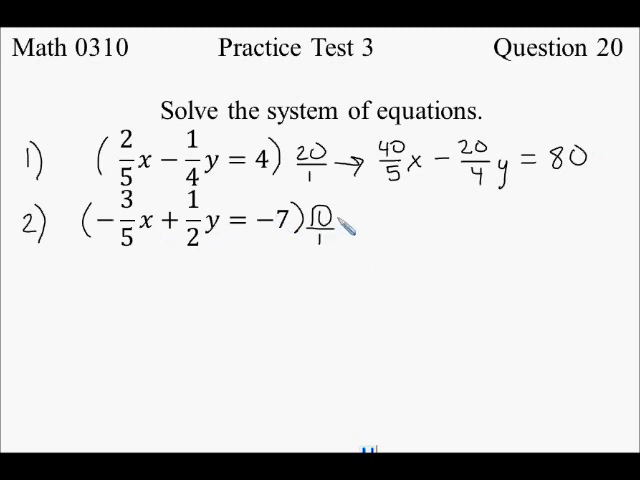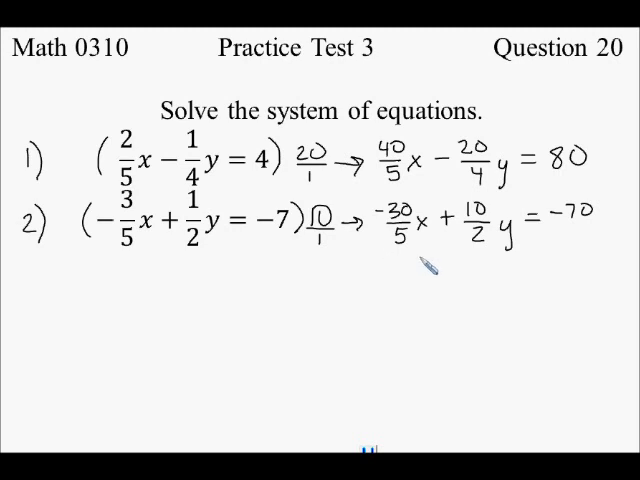And the second equation, times 10 over 1, so negative 3 times 10, that's going to give us a negative 30 on the top. And 5 times 1 would give us 5 on the bottom, and that's our x term. Now here we have a plus. 1 times 10 on top will give us 10. 2 times 1 on bottom will give us 2, and that's our y term there. And on the other side of the equation, negative 7 times 10 gives us negative 70.